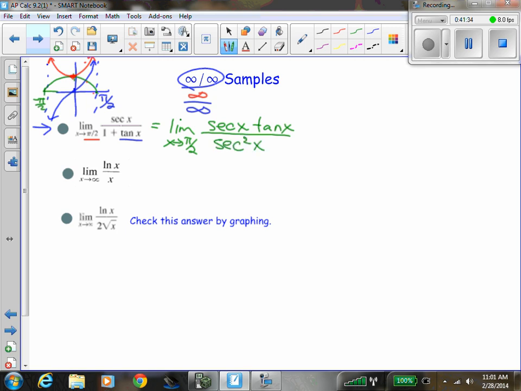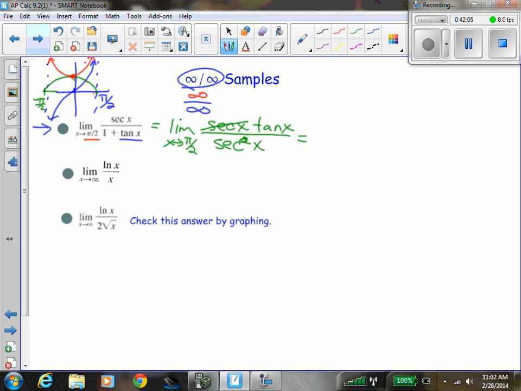Okay, now, can I cancel anything here? All right, I can cancel a secant, right? Now, it is okay to cancel, because remember, when you evaluate a limit, you're not interested in what happens at the number. So we're not interested in what happens at pi over 2. All right, and so at pi over 2 is where the infinity is going to occur. And so we can cancel this with one of these. So now what I have here is tangent over secant.